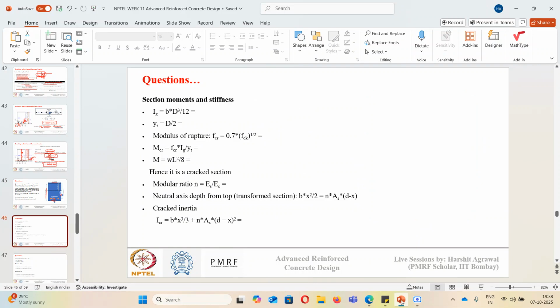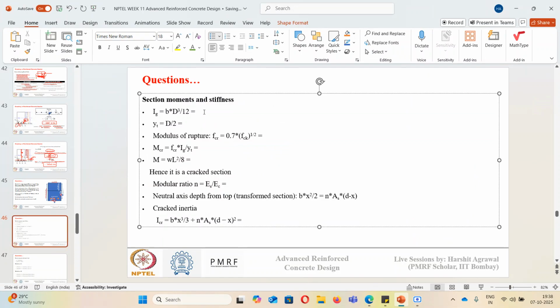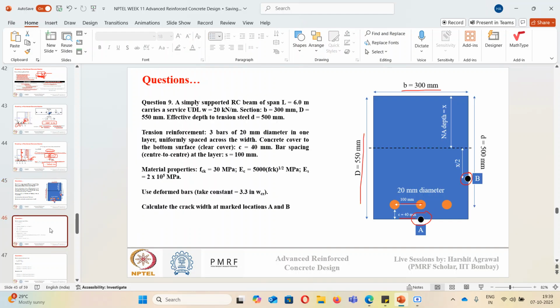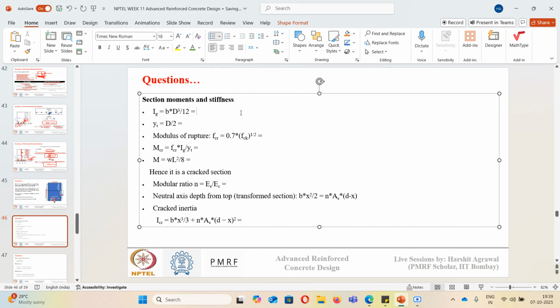I will quickly tell you the solution to this question. You can give it a try on your own, or you can just see how I am approaching here. So b d cubed by 12, b is 300, d is 550. When you calculate the gross moment of inertia, it will come out to be 4.16 times 10 to the power 9.